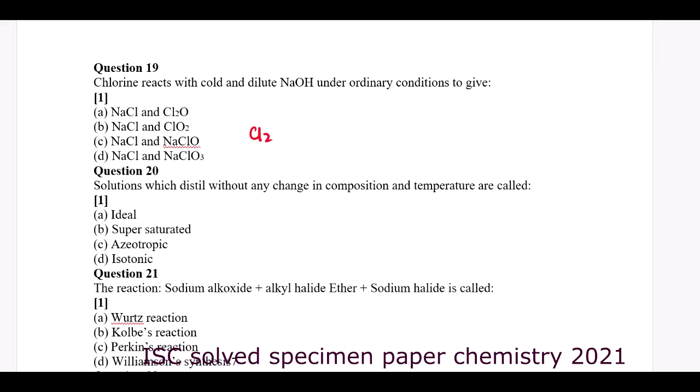In the reaction between chlorine and sodium hydroxide, when chlorine reacts with cold dilute sodium hydroxide, in this case the product will be sodium chloride, sodium hypochlorite (NaClO), and water will form. Now if we go for hot concentrated sodium hydroxide, the product will be different, but here cold dilute sodium hydroxide is asked, so the answer will be sodium chloride and sodium hypochlorite.